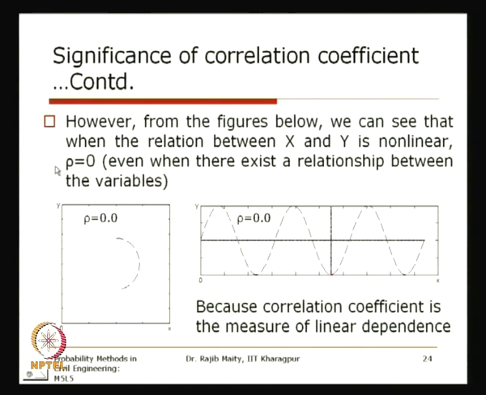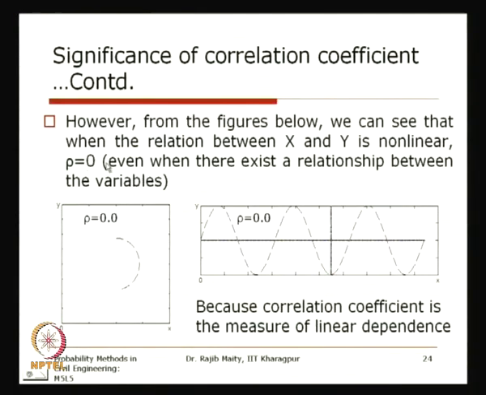This can also be proved mathematically, for example, for the expression y equals x square, which is a perfect relationship, a quadratic relationship. But if we calculate the correlation coefficient between x and x square, then also it will become 0. So this is a point of caution: if the correlation coefficient comes near 0, it should not be concluded that the variables are independent. That is what we mean when we say the reverse is not true.